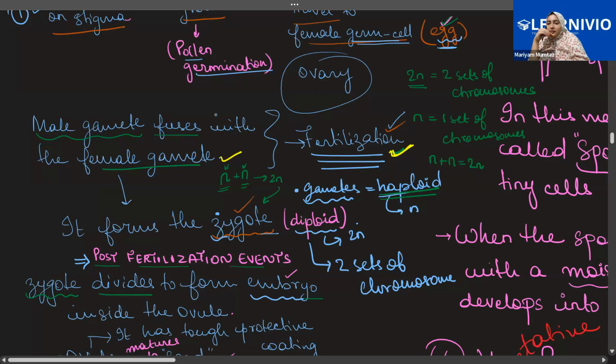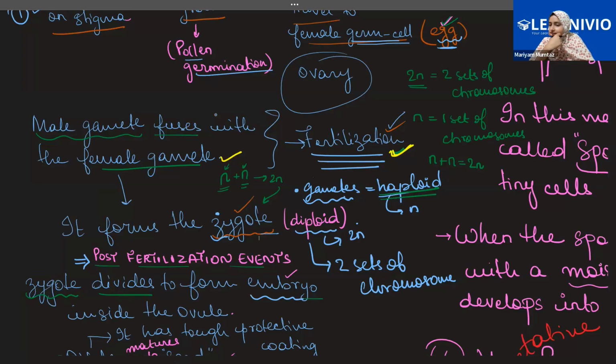The male gamete and the female gametes are haploid and the zygote is diploid. Why? Why are the gametes haploid in nature and why is the zygote diploid? First, you tell me the difference between haploid and diploid. Haploid is for the gametes only, half set of chromosomes. One set of chromosomes. Very good. And diploid has two sets of chromosomes.